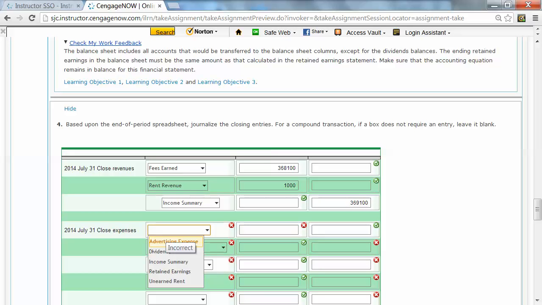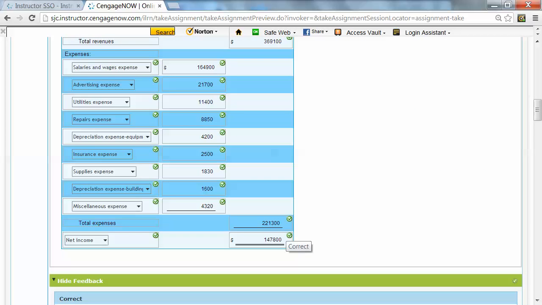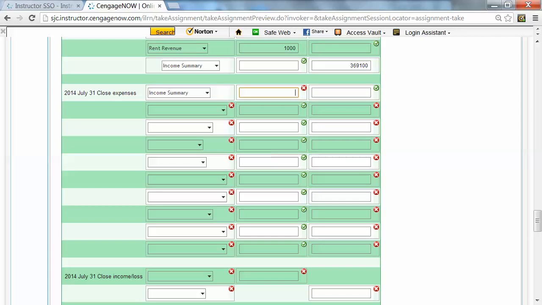Then I need to close my expense accounts, and I'll do that in order. I'm going to debit my income summary for the total of all my expenses. I can go up to my income statement, and that was $221,300. So I'm going to enter that down here, $221,300. My first expense account I need to credit was salaries and wages for $164,900.